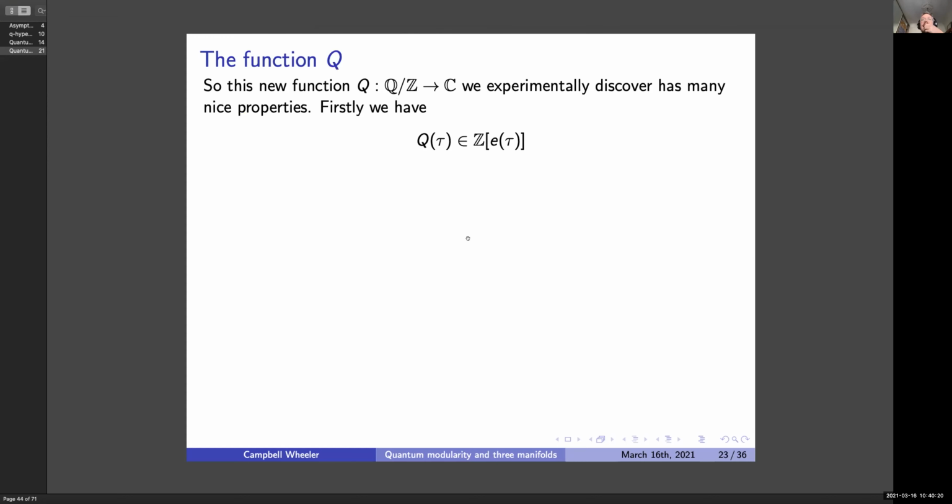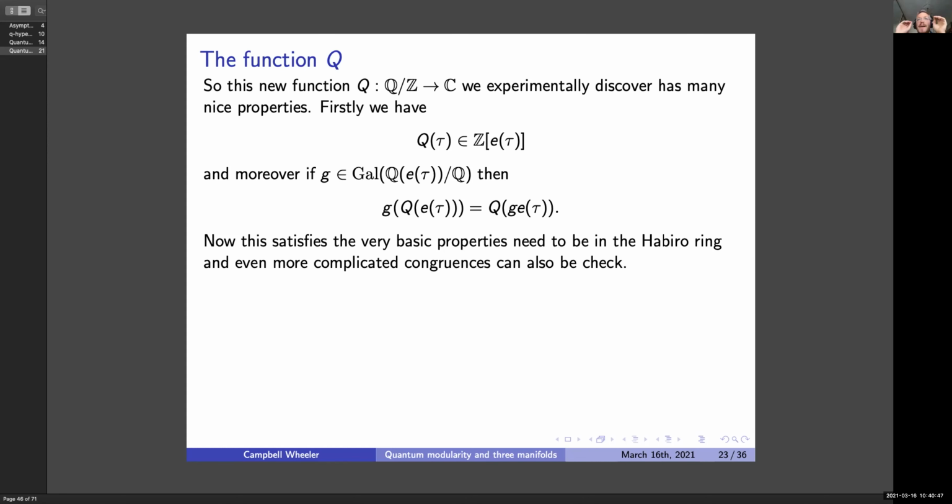Some of the properties it has: for one, it lives in the cyclotomic integers generated by the root of unity corresponding to tau, so you can recognize it as an exact number. It has a nice Galois invariance property: as we change this root of unity, we can change it before or after we evaluate the function, and that gives exactly the same answer. These are very basic things you need for this Q to be an element of the Habiro ring. But there's a bunch of more complicated congruences that you can also check, and it satisfies them. So it looks like we have an element of the Habiro ring.